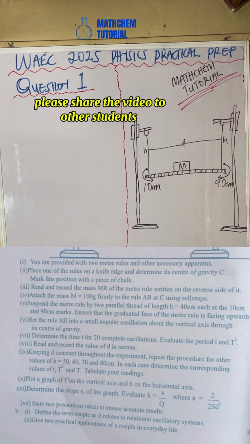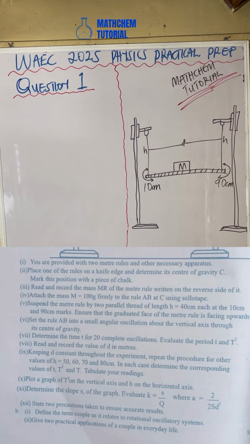Then the second to the last question says that you should determine the slope S of the graph. After determining your slope, use your answer to evaluate K, whereby K is equal to what? K equals S over 2, you are told, where d equals 2 over 2S d square. So that was what is in the question. Then the last question says state 2 precautions taken to ensure accurate results.